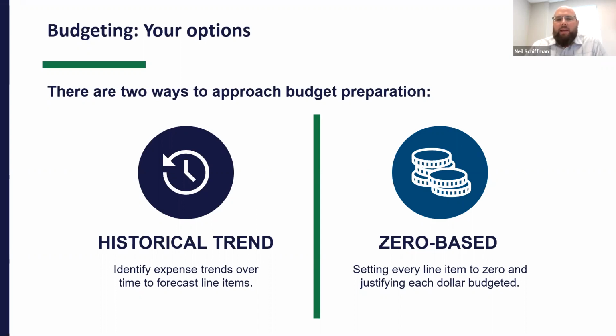The other option is zero-based budgeting, and that means setting every line on your budget to zero and justifying each dollar budgeted. An example would be asking your service contractors what they plan to charge for their services. Most budget committees and board members find that successful budgets are developed using a combination of historical trend and zero-based budgeting.